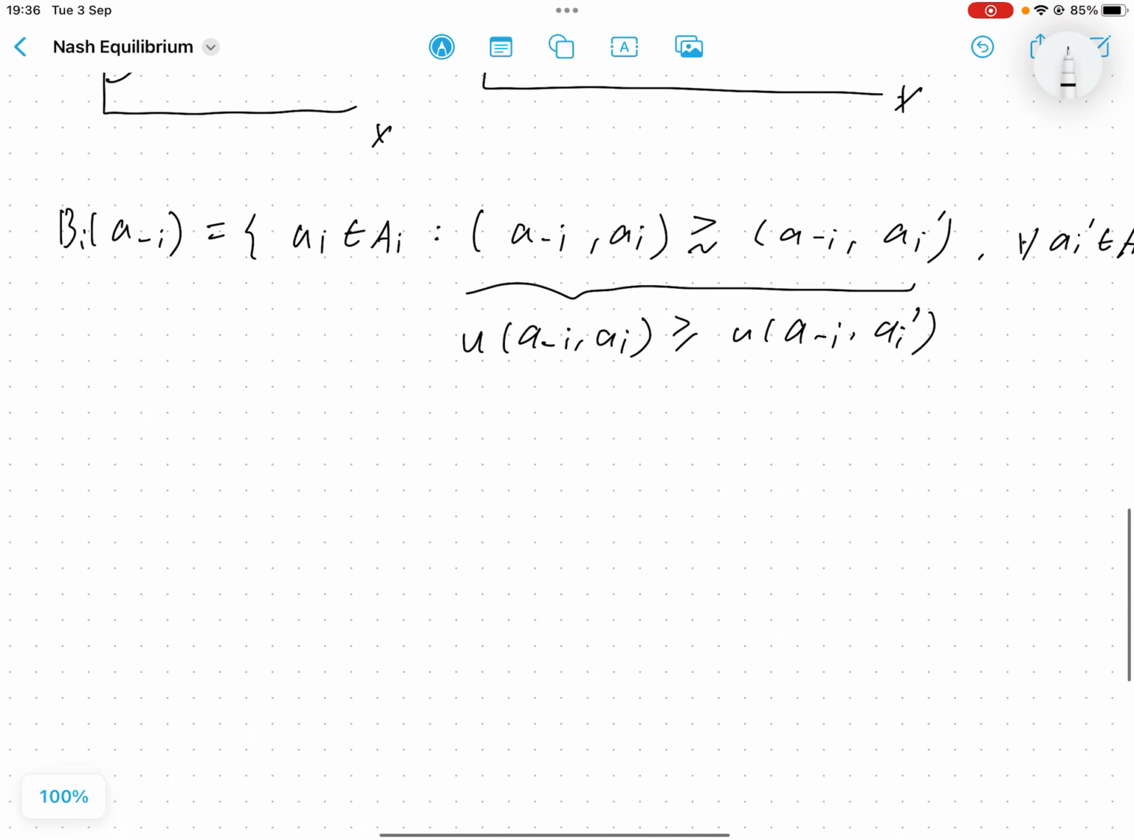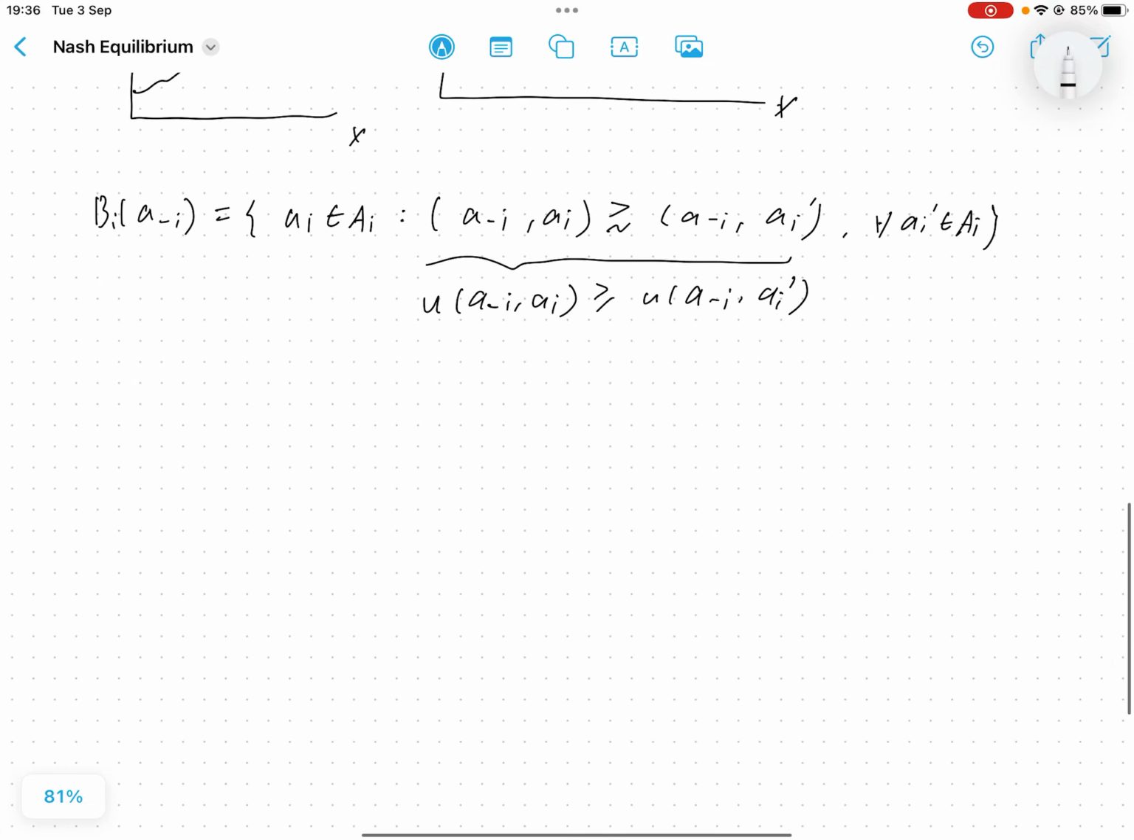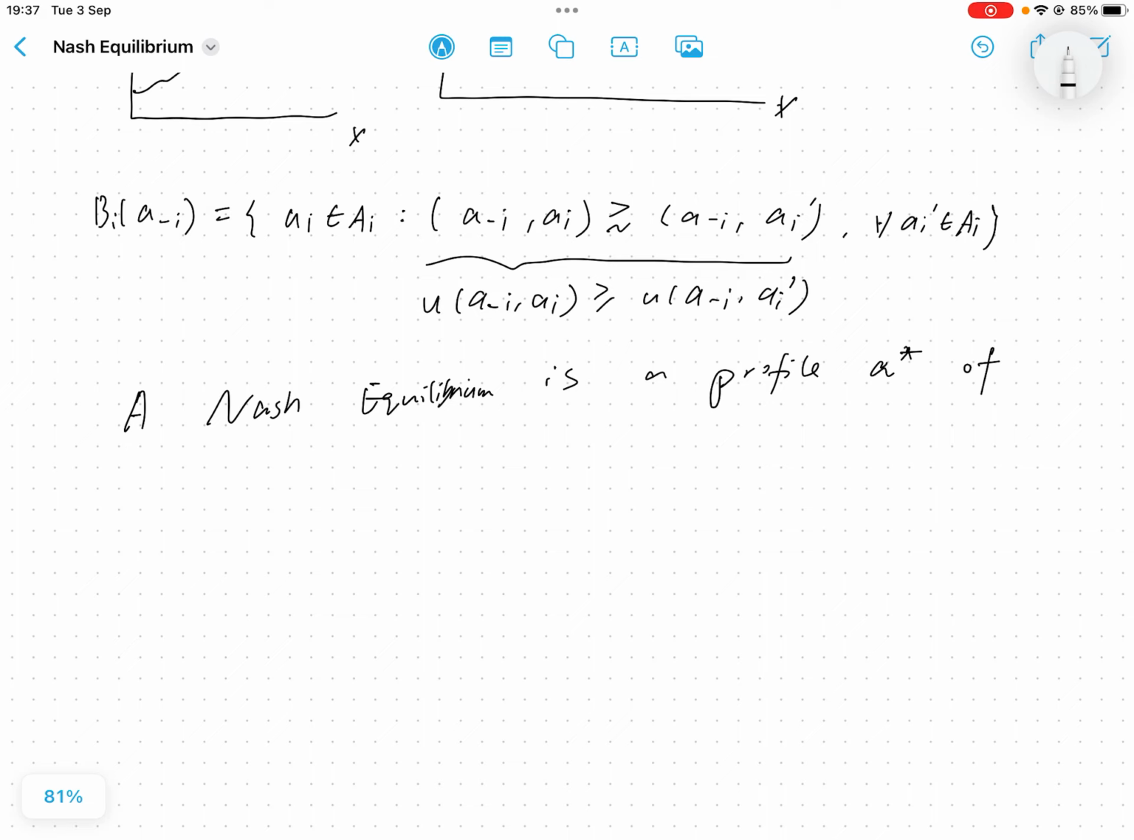Okay, so let's formally define a Nash equilibrium as our very first solution concept. A Nash equilibrium is, of course, a profile. It's an action profile, a star, of actions.